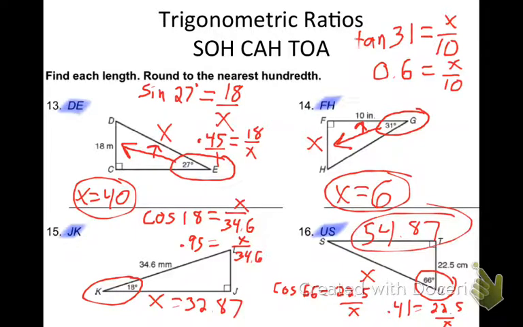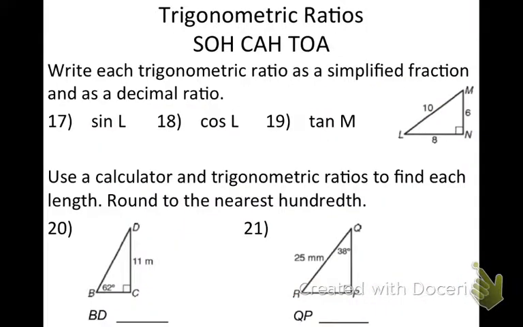Okay, the biggest thing again is understanding which one you're using, sine, cosine, or tangent. It's all about what you're given. Do you know opposite and hypotenuse, adjacent and hypotenuse, or the opposite and adjacent? You have to look at the triangle to know what you're given. Try these 5 on your own. The first 3, all you're doing is writing the ratio as a fraction and then the ratio as a decimal. That's all it is.